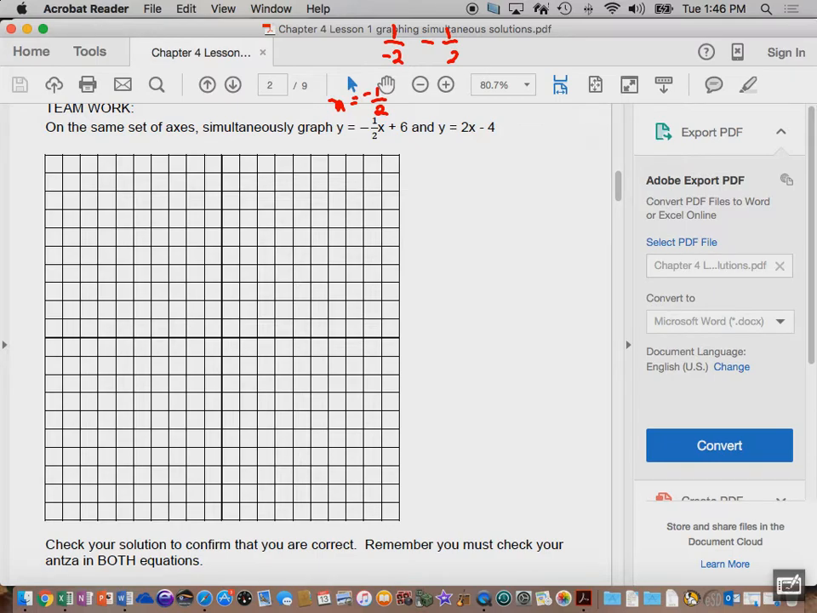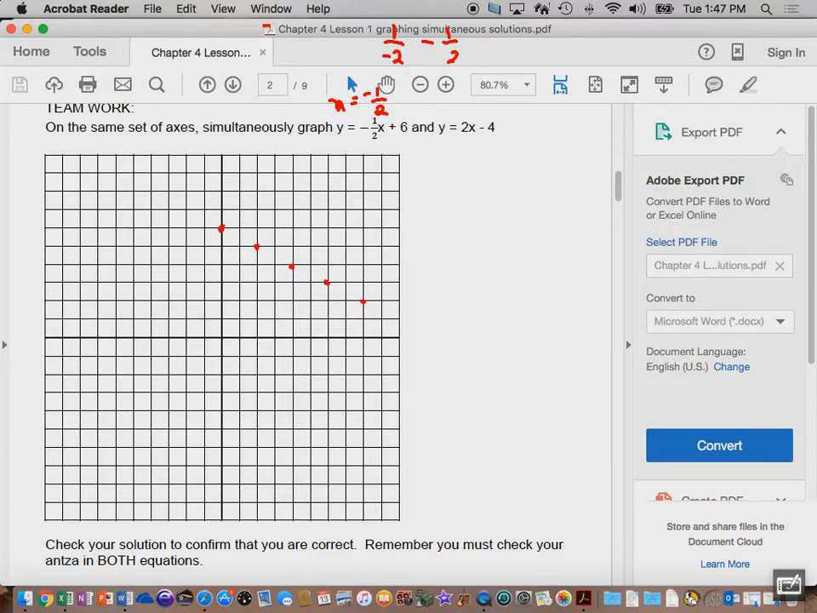If I start, the y-intercept here is 6. 1, 2, 3, 4, 5, 6. First I'm going to treat it as if the negative's in the top. So I'm going to go down 1, and then since the 2 is positive, 2 to the right. Down 1, 2 to the right. Down 1, 2 to the right. Because the 1 is negative, so that's up and down, and the 2 is positive, so that's left and right. So the right is positive. Down 1 over 2.